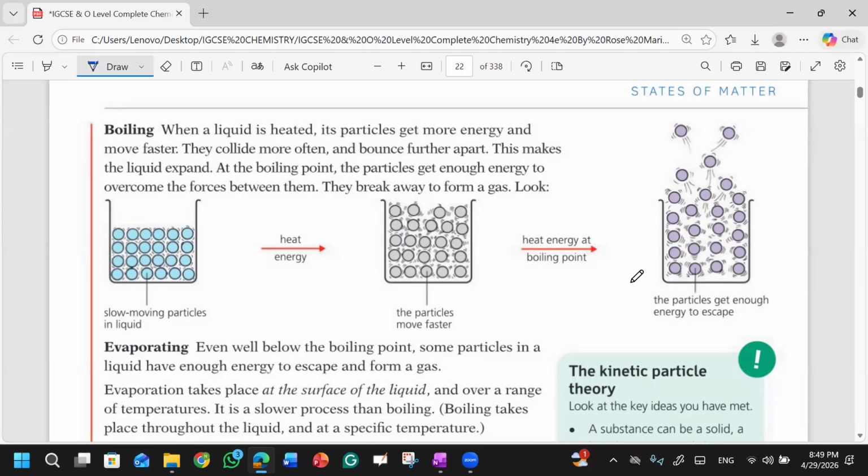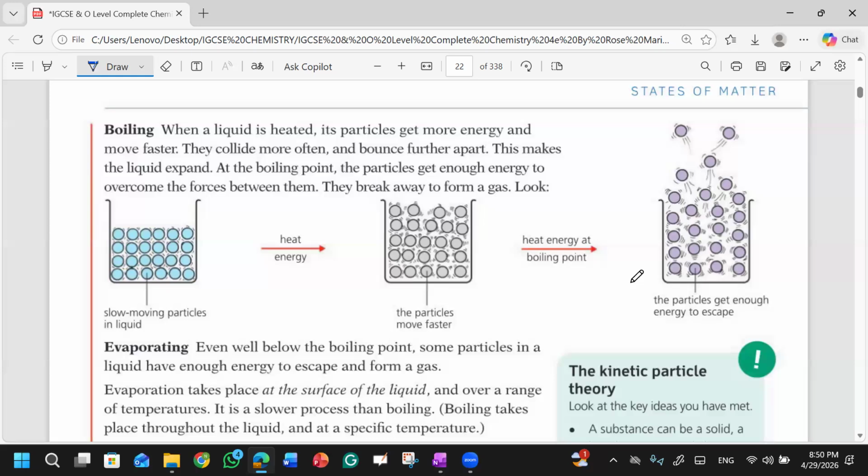Have you seen any liquid boiling? Just like the boiling of water. What happens? Bubbles form, and those bubbles evaporate in the air, right? So that is boiling. How is boiling occurring?